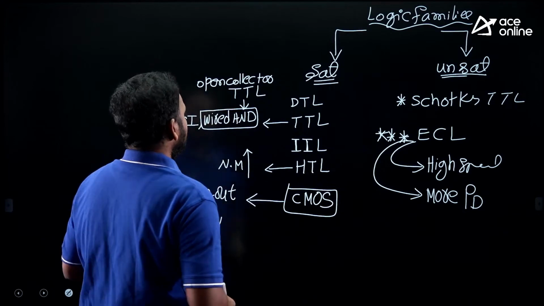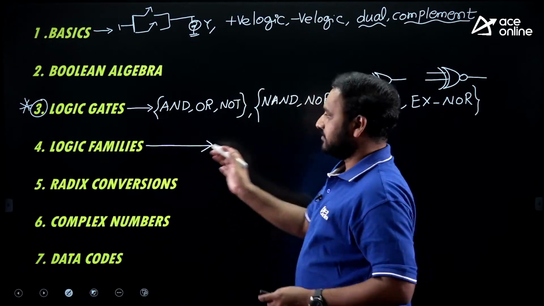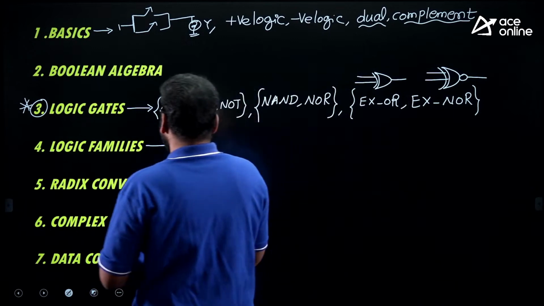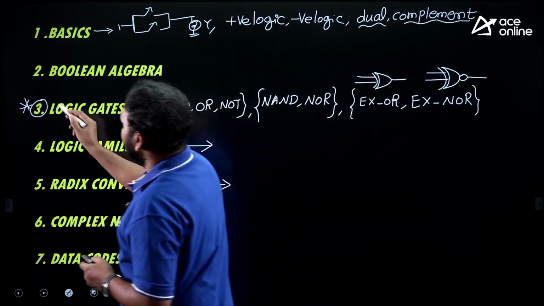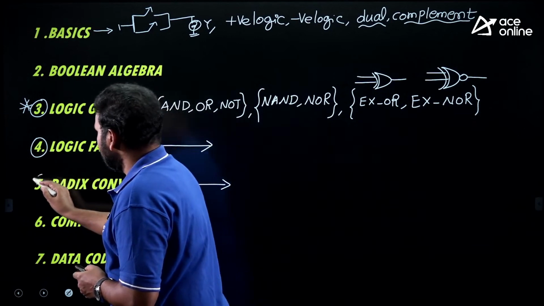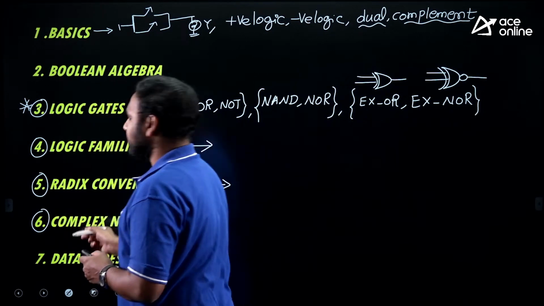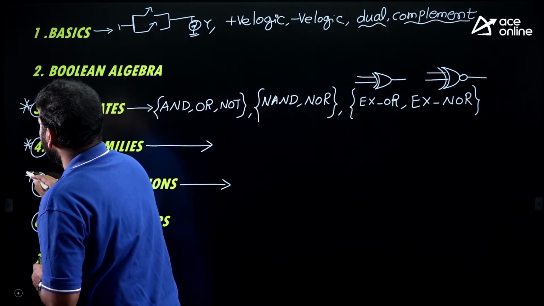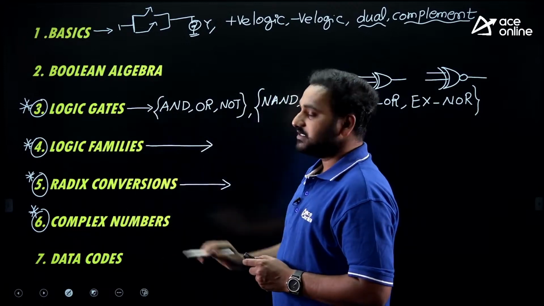So, coming to the next topic, this is about the logic families and important areas. Coming to the radix conversions, from radix conversions also, this is most important here. See, logic families, logic gates, radix conversions, and complement numbers. From these areas, repeatedly the questions are found. But you focus on all these selected topics.